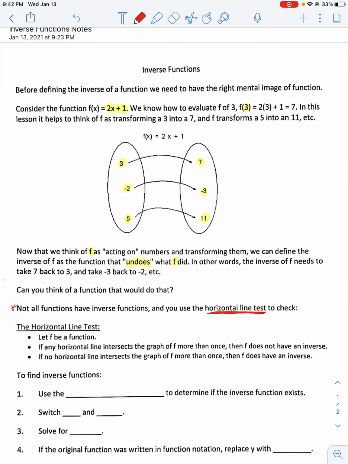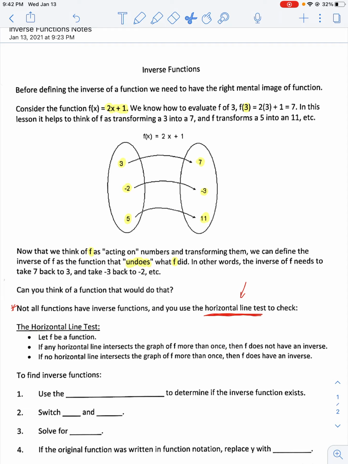Now, I don't know if you remember, but if we wanted to check to see if something was a function, we did this thing called a vertical line test. But if we want to find out if a function has an inverse, we actually do a horizontal line test. It works the same way. You just run your line horizontally across your graph, and you determine whether or not it touches more than one spot at a time. If it does, then it is not going to have an inverse. That is what you do in order to determine whether something has an inverse or not.